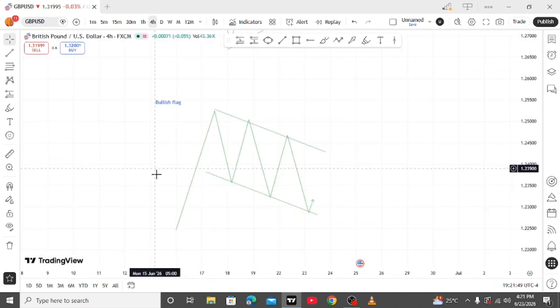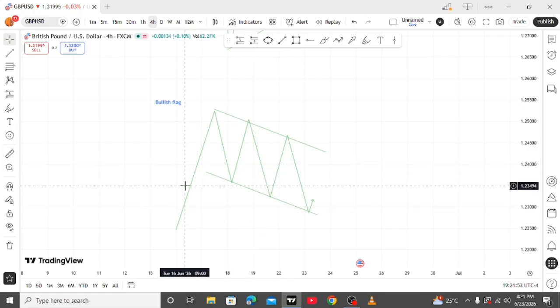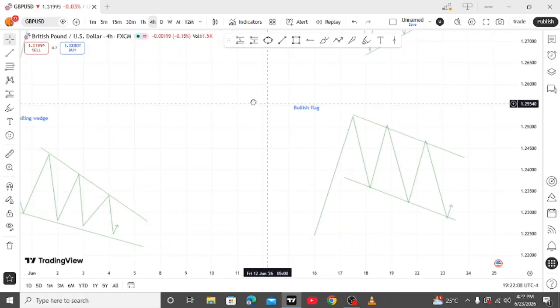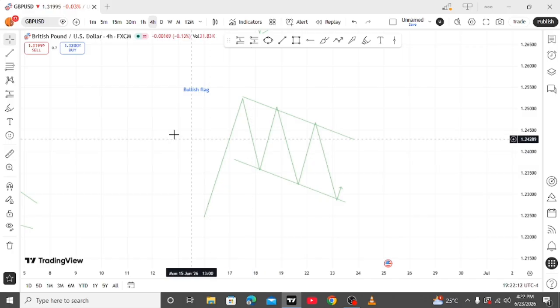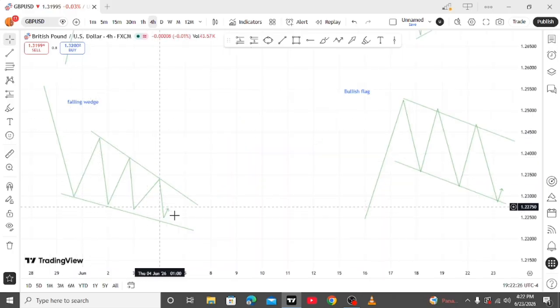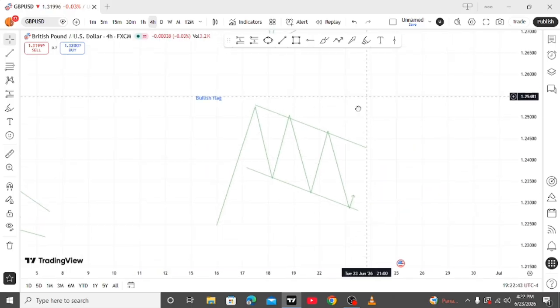So this is a bullish flag. It's called a bullish flag because the market is about to go up. And somehow this bullish flag looks like a falling wedge, but no, it's not a falling wedge. It's a different pattern. The difference is that a wedge is trying to squeeze out of a tiny channel, but this one is just free.